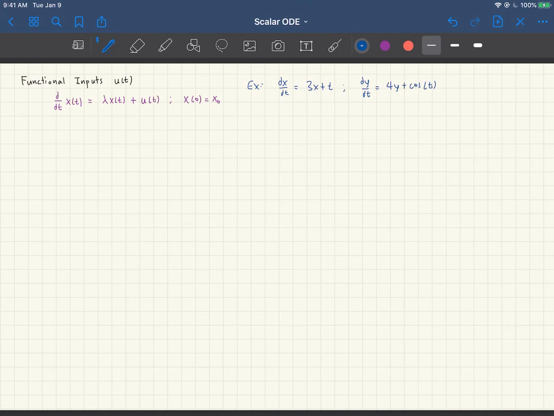We're not going to derive the particular solution for functional inputs, but you should know what the actual particular solution is. The particular solution, xp of t, is going to be equal to x sub 0, the initial condition, times e to the lambda t, plus the integral from 0 to t of u of tau e to the lambda times t minus tau, d tau. Now this entire integral is a function of t.